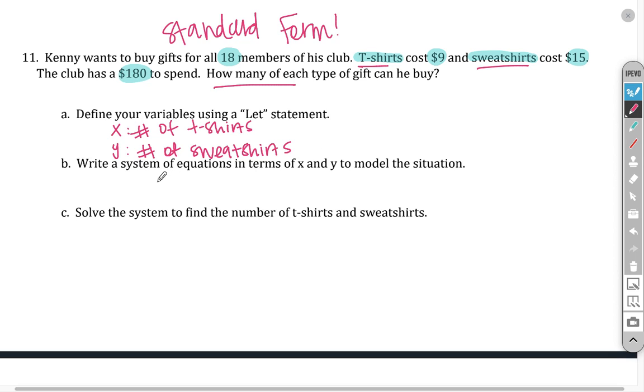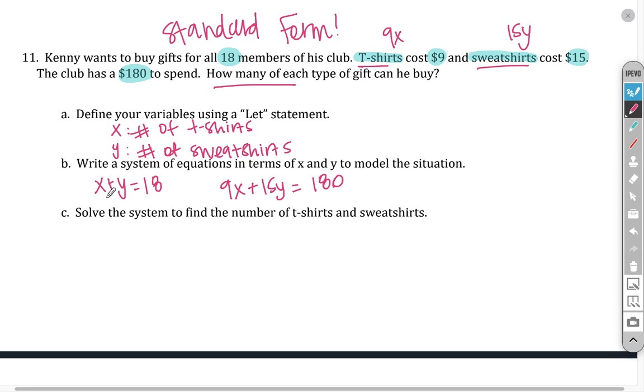right? So our first one is just going to be to make sure we get enough gifts. So we're going to have t-shirts plus sweatshirts should equal 18 gifts, right? So x plus y equals 18. All right, and then our second is going to be how much we can spend. So if we set t-shirts to x, that's going to give us $9 per t-shirt. And then our sweatshirts are 15, that's going to give us 15y, meaning $15 per sweatshirt. So we've got 9x plus 15y equals 180.